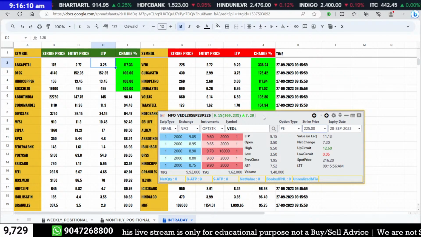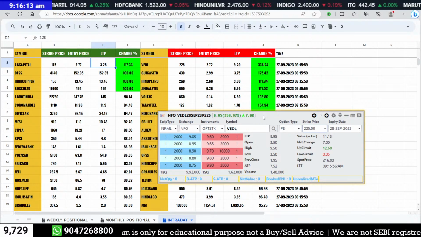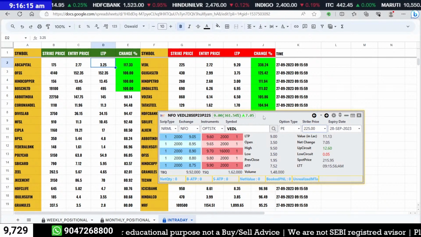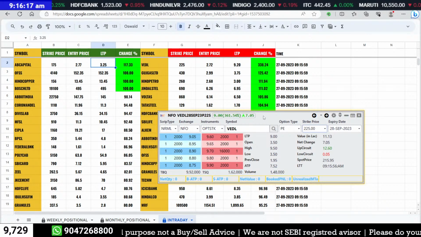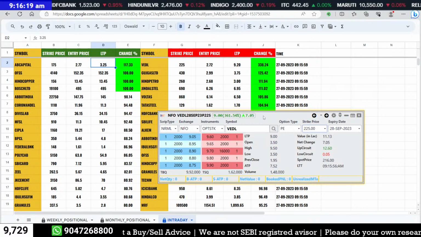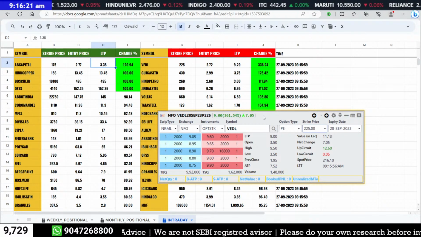And the next ones are Gujarat Gas, Hindustan Petroleum, Jindal Steel. These are all the top. In this list, VADL is the top. Okay, so the last traded price is around 9 rupees, 9.2.